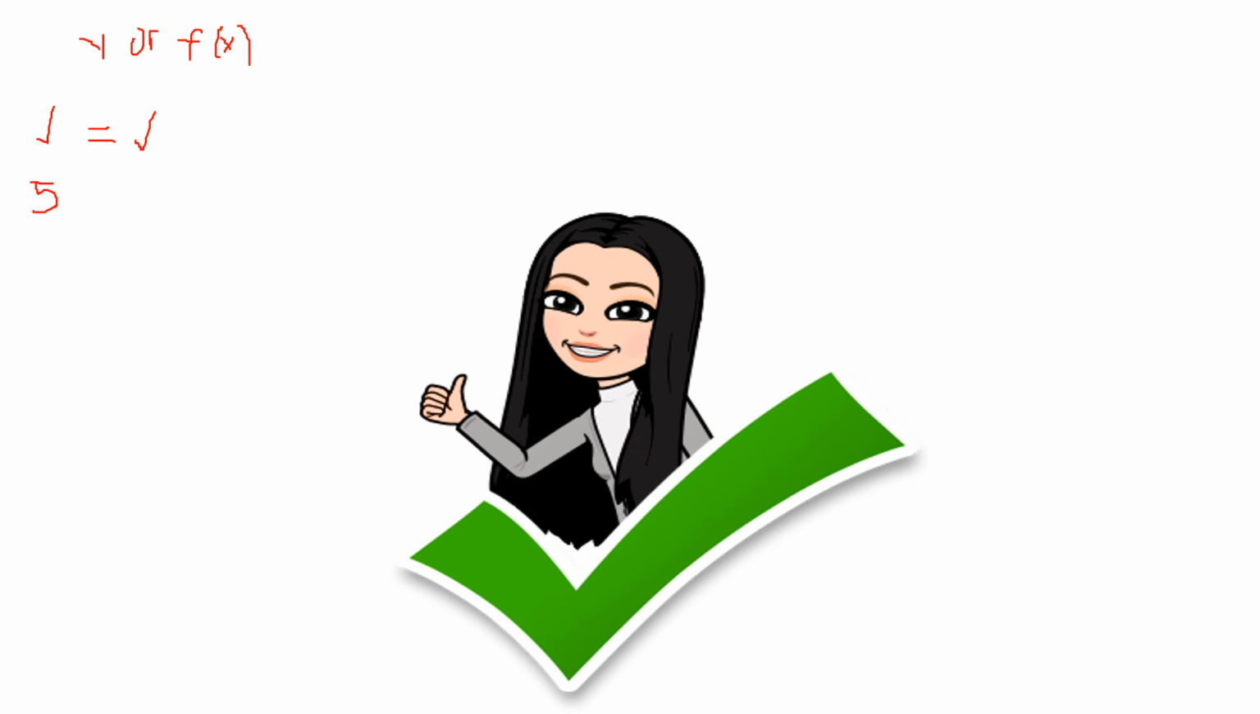For example, 5 exponent x is equal to 25. What should be the value of x so that it equals 25? That is 5 squared is equal to 25. Therefore, 25 is equal to 25. So that is one example of an exponential equation. We are solving for a certain value of x, so that the left and right sides of the equal sign are equal.